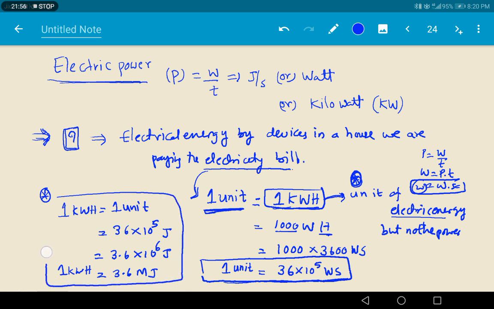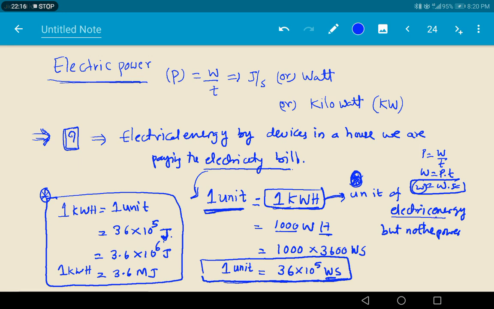Now sometimes they represent this joule in watt second, or directly they will write in terms of joule. Joule and watt second both are the same. These are the units of electric energy. So these two are very important points here.